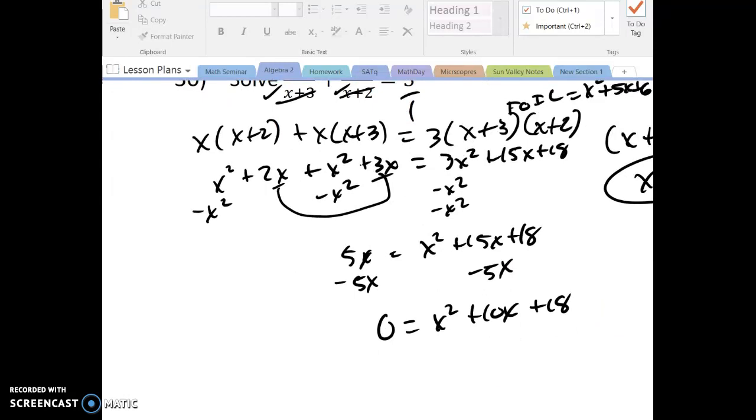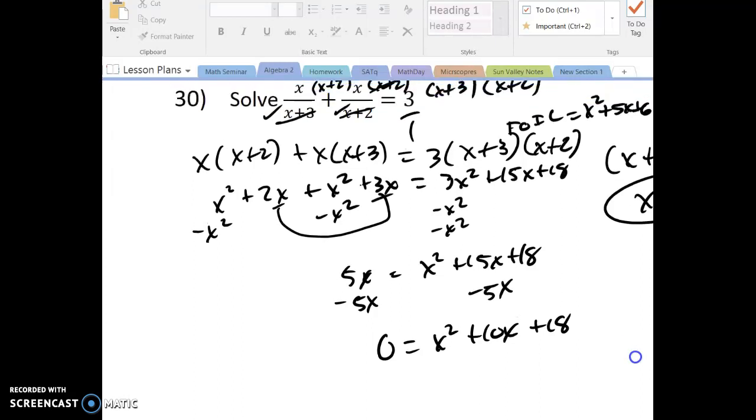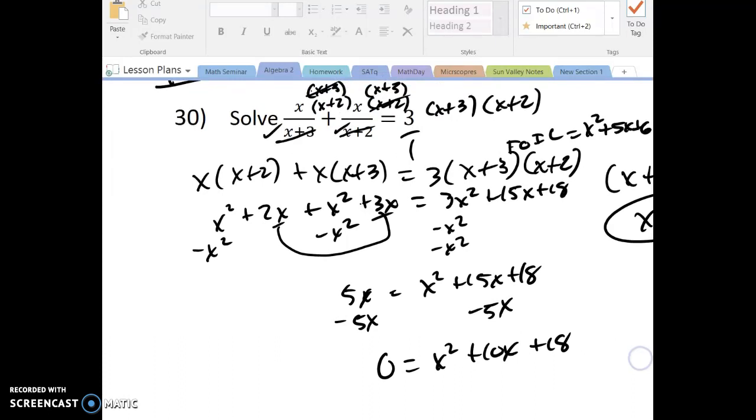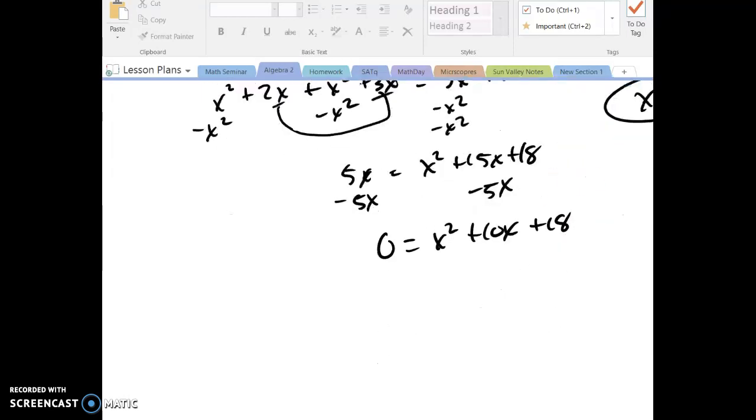And let's see here, 6 and 3, 2 and 9. I'm going to check my work. It doesn't look like we're going to get anything that's going to work here. So these are some hard problems at the end. Just double checking my work. x squared plus 5x plus 6, that's correct. 15, 18, yeah. So let's use the quadratic formula.